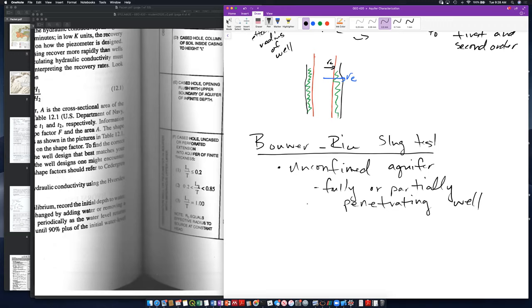It is, again, significantly more complicated than the Hvorslev. I don't want to spend much more time delving into the specifics of it. It's a little better than the Hvorslev method, but significantly more complicated. I just feel that we can use our time better than getting into the details of these different slug test methods.